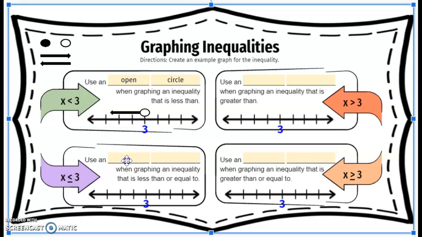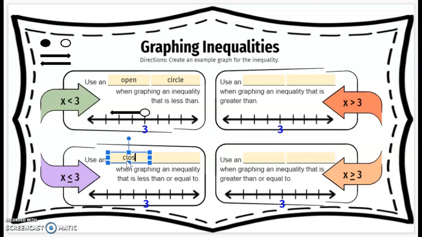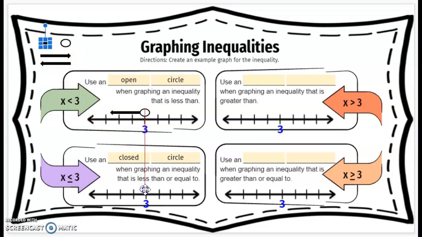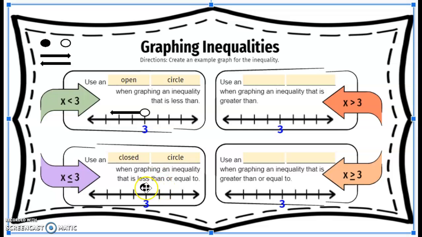Okay, so you're going to use a closed circle when graphing an inequality that is less than or equal to. So I'm going to take that closed circle, and I have a 3 right here. They're all 3. That's why you have the blue 3. So I kind of made it easy. They're all 3s. If it's not centered, like that's not centered, it's okay. We're not going to be real picky on graphing these.